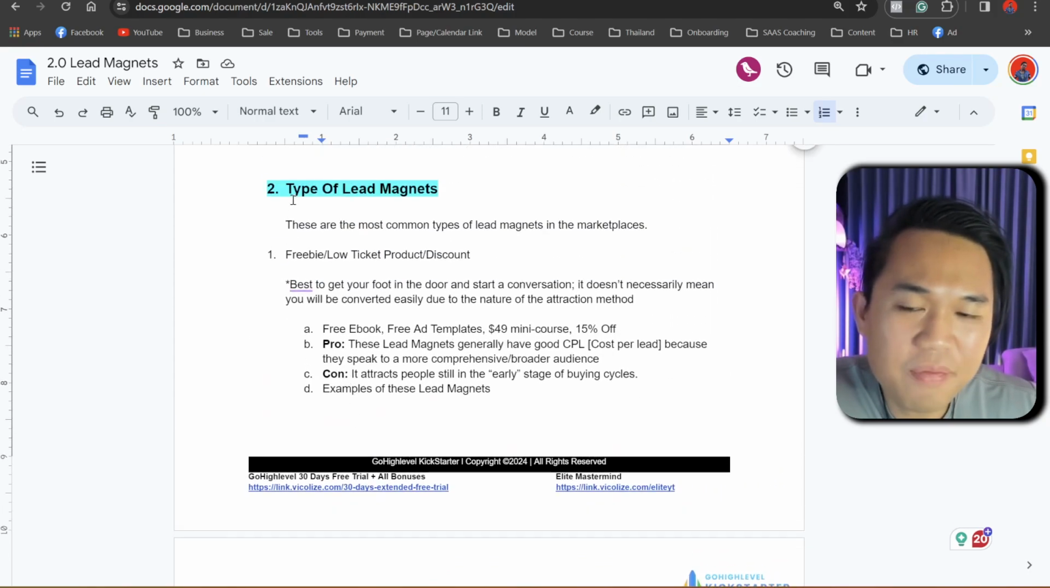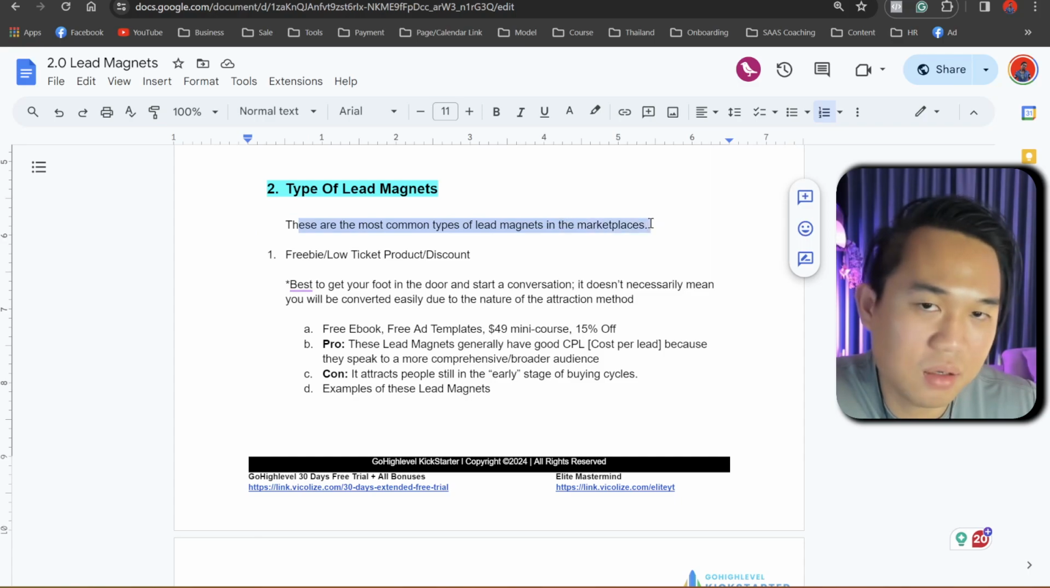So, the types of lead magnets. These are the most common types of lead magnets in the marketplace.